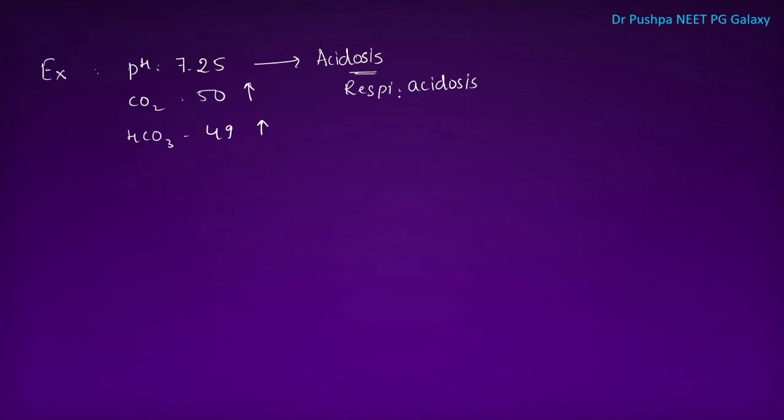But whether it is on partial compensation or full compensation, how to identify that? In this condition, there is increase in bicarbonate also. That means the body has increased bicarbonate to compensate the increase in CO2 level. But even after compensating, the pH is not normal. It is still low. That's why it is partial compensated. Partial compensation.